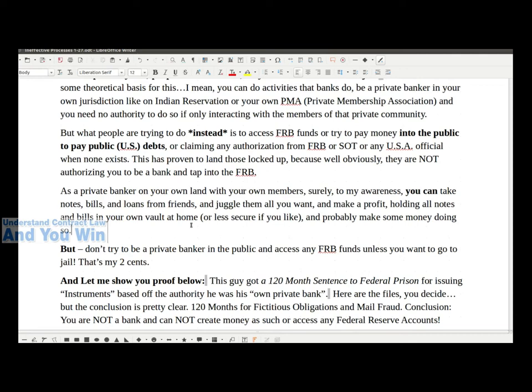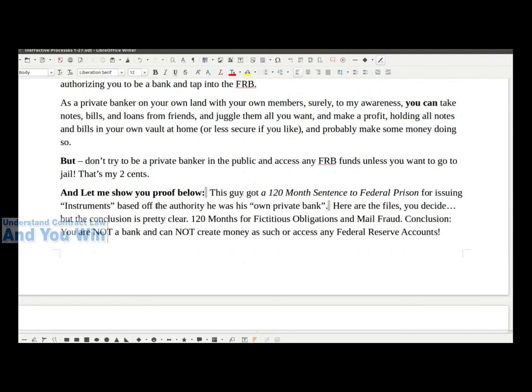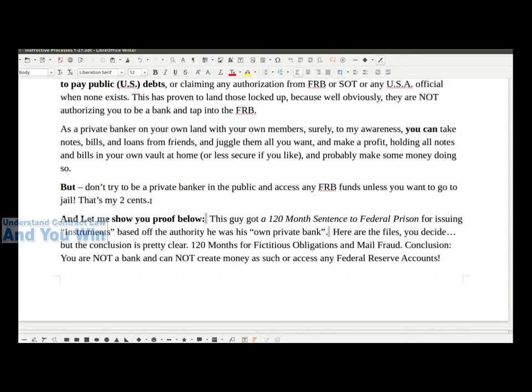But my caution is, don't try to be a, quote, private banker in the United States and then go into the public and access Federal Reserve Bank funds unless you want to go to jail. That's just my two cents. Well, my two cents doesn't really matter. It matters what the cases show and what people's experiences are. So let me just show you some proof below.